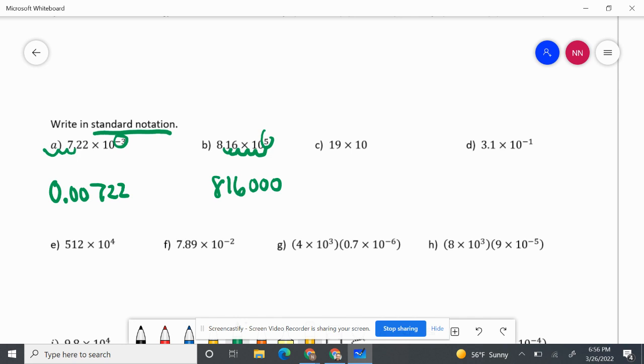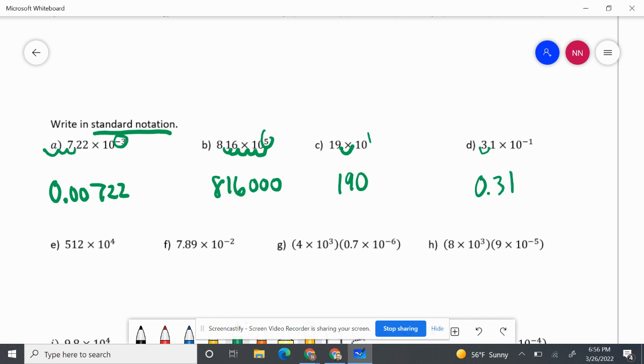Let's look at the next one, 19. If we don't see an exponent, we know that it's 1. So that means we're moving the decimal over 1. The decimal's always at the end of the number if we don't see it. If we move it over 1, that would be 190. And a negative 1 means we move it to the left 1. So it would be 0.31.